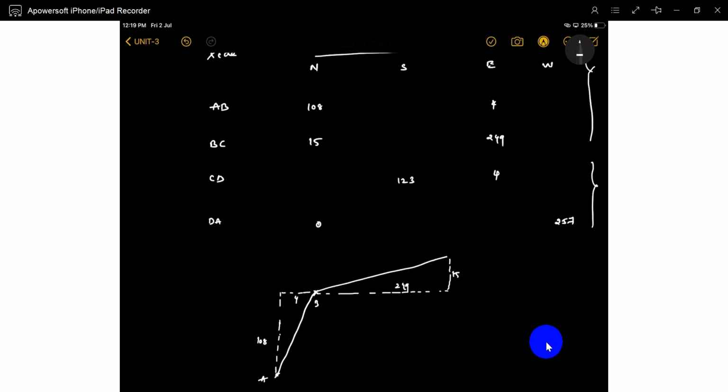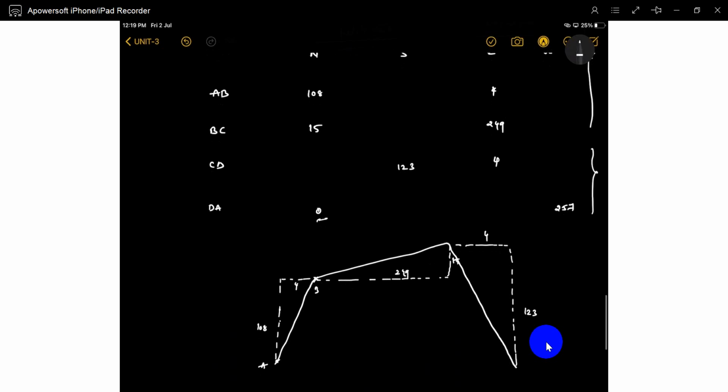So CD is south and also east. Understood? East. This is 4, and again it's 120. So now DA is 0 north, and west 257. That is the enclosed figure. Okay, it is 257 and 0. Like a simple diagram, just try to imagine that diagram.